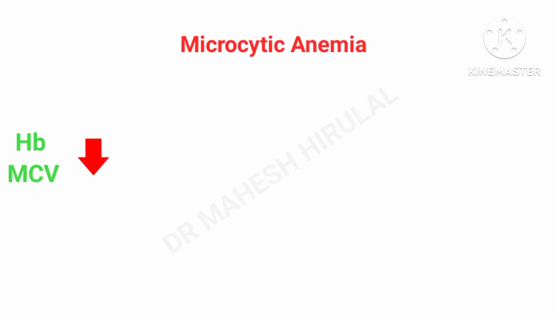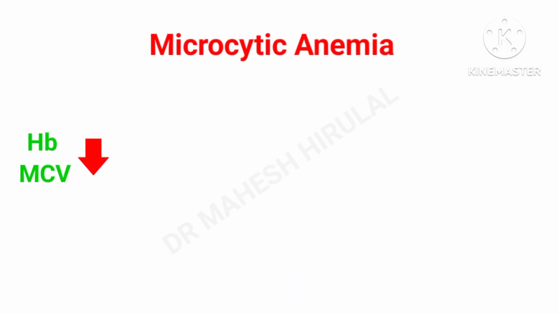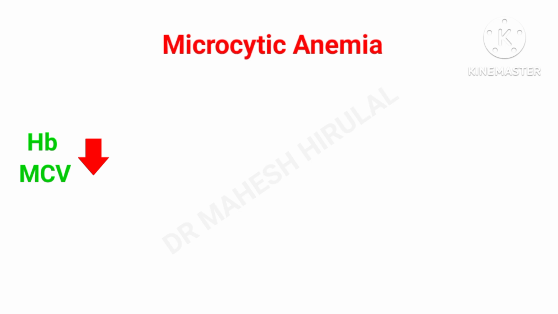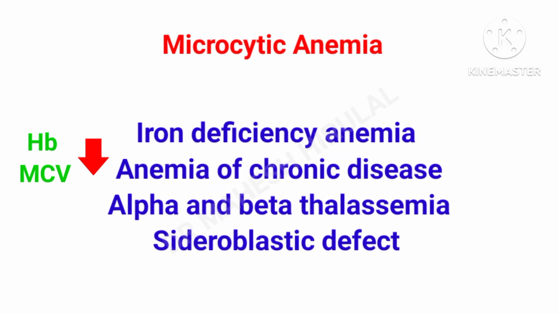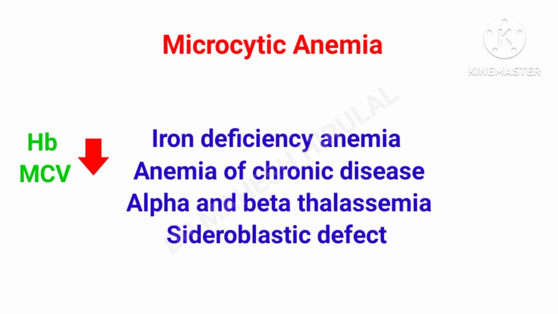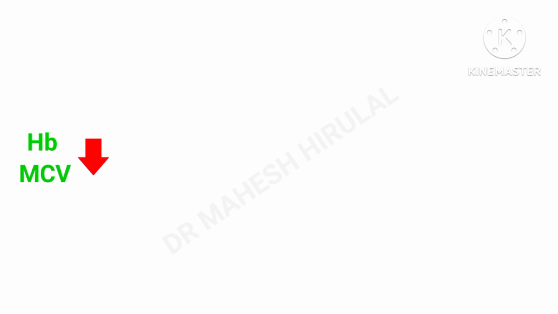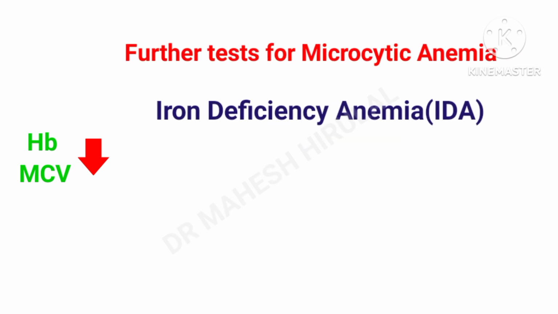If HB and MCV are decreased, then it is called microcytic anemia. The most common causes of microcytic anemia are iron deficiency anemia, anemia of chronic diseases, alpha and beta thalassemia, and a rare condition of sideroblastic defects. Iron deficiency anemia is the most common cause of microcytic anemia, where HB and MCV will be decreased. The RDW is increased in most cases of iron deficiency anemia.